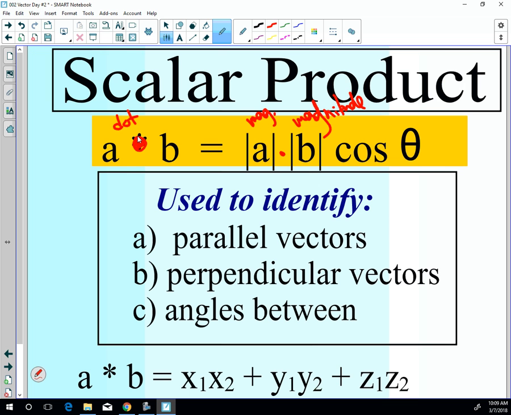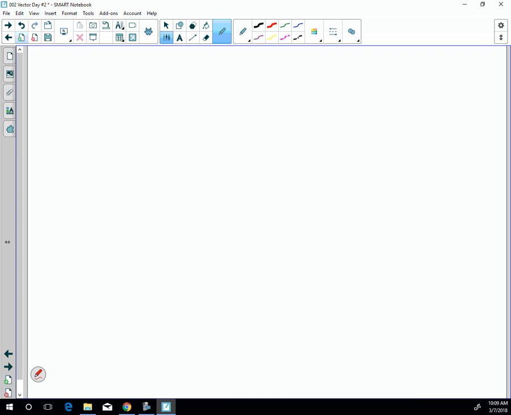Parallel is rare. Perpendicular you'll find a lot. But this is probably the best one, angles in between. Yes? What is cosine? What is theta? Yep, so we'll get to that as well. Since you asked, we're going to do it.